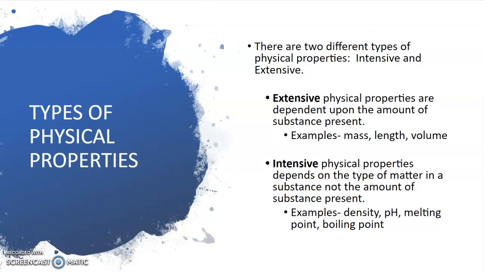So for example, that distilled water that we talked about, the pH was 7, right? Because it's neutral, it's distilled. If you had half a glass of water, the pH would be 7. If I added more water to it, it's not going to change the pH. We could still test it and it would still be 7. So intensive physical properties, it doesn't matter how much of the substance there is, it's always going to be the same.